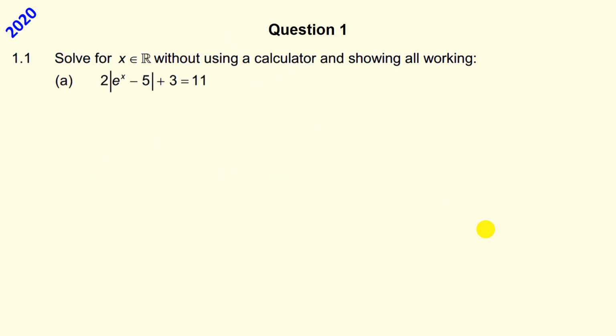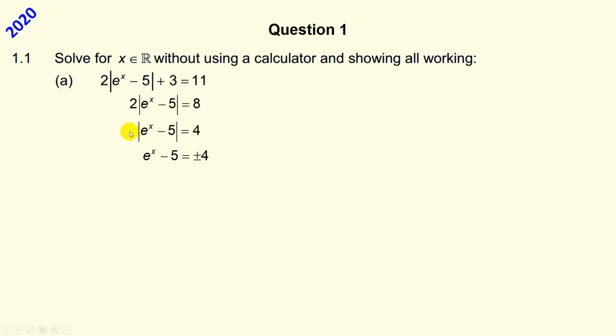So here's a combination of absolute value and exponential equation. So we're going to use our absolute value method first, isolating the absolute value. There we are. Now we're going to say, therefore, e to the x minus 5 equals plus or minus 4.